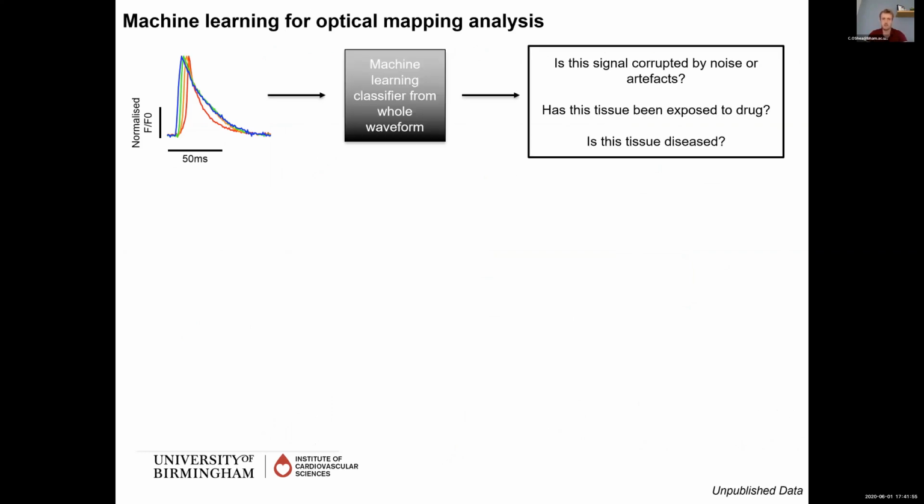So what I have done is try to, instead of, for example, mapping APD50 or conduction velocity or any sort of traditional parameters we measure, ask: can we use machine learning techniques to reframe the questions? Instead of looking at, say, has this part of tissue changed APD or CV, is this signal corrupted by noise or artifacts? So can we use machine learning to see what signals can be analysed? And then can we use machine learning to see, for example, has this tissue been exposed to a drug or is this tissue diseased? So we map, instead of parameter changes, actual physiological changes.